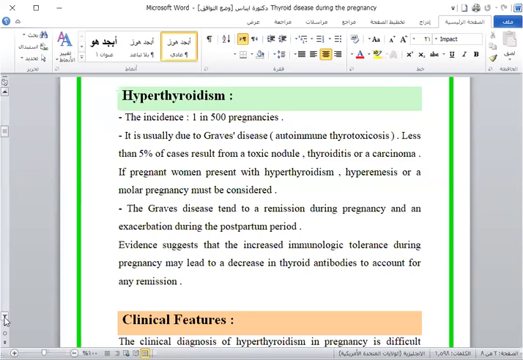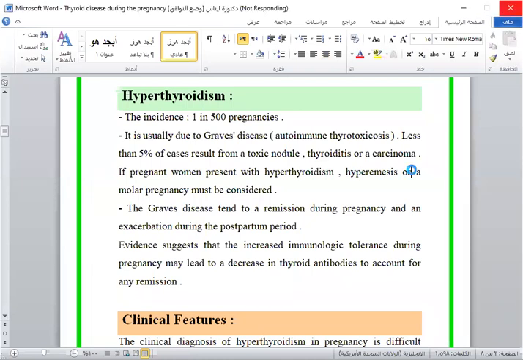If a pregnant woman presents with hyperthyroidism and hyperemesis, molar pregnancy must be considered. يعني شنو؟ هاي ملاحظة: بعض المرضى ممكن يجونا hyperthyroidism, hyperemesis. إذا هدول الاثنين، حنشوف الكومبلين مالتهم، محتمل نسوي ultrasound to exclude molar pregnancy. Okay. يعني molar pregnancy يجون hyperthyroidism و hyperemesis gravidarum.